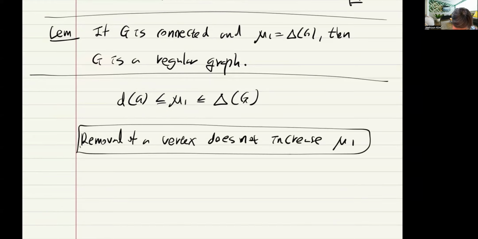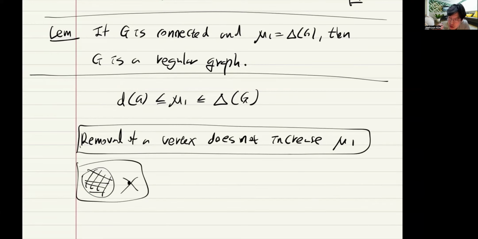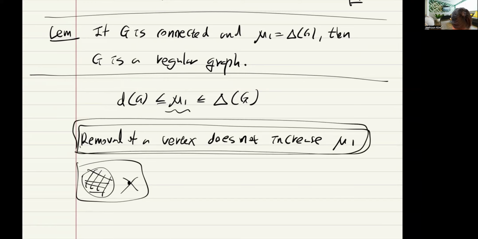Before we see, it's easy to see that this every degree, once you remove a vertex, it may increase. For example, if you have a very dense graph and then one isolated vertex, and you just remove it, then every degree actually goes up. The number of edges is the same, and the number of vertices is smaller, so every degree goes up. But for mu1, it doesn't happen. We want to show this.